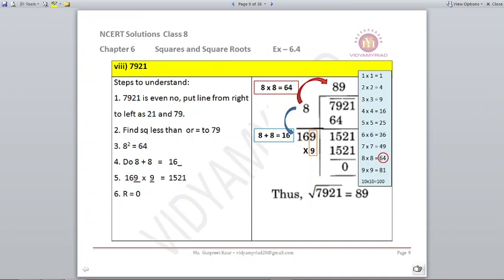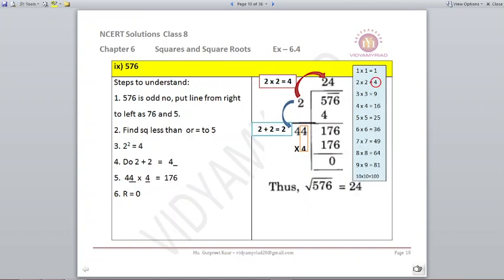You should know these squares in your mind, and quickly you can do it. So I want 1521. Where will 1 come? 1 comes in 1 into 1, 1, or 9 into 9, 81. So 169 into 9 gives me 1521. Remainder comes as 0. So square root of 7921 gives me 89. Next, 576. It's an odd number, so 76 will be one pair from my moving towards my left, and 5 is alone. For 5, nearby is 4. 2 into 2, 4, and 2 plus 2 is also 4. I want 176 after that, and that will come as 44 into 4, that is 176. So square root of 576 gives me 24.